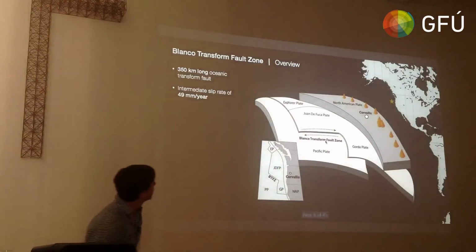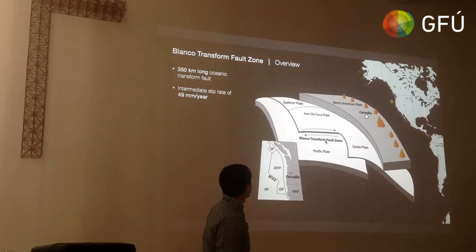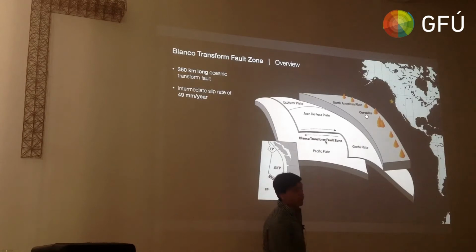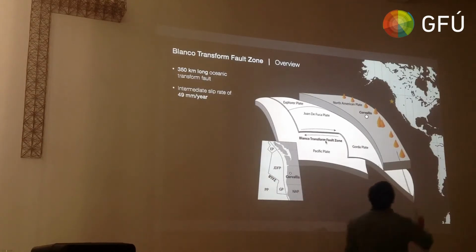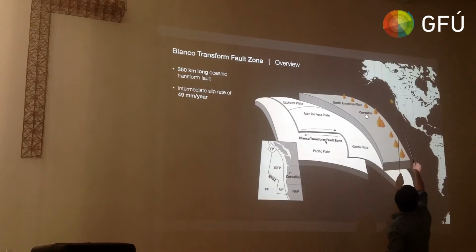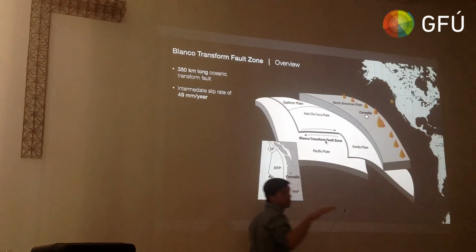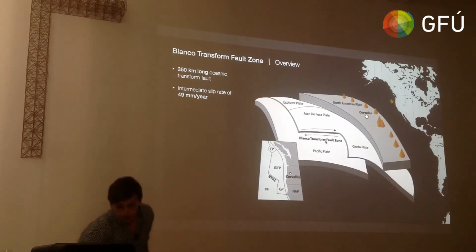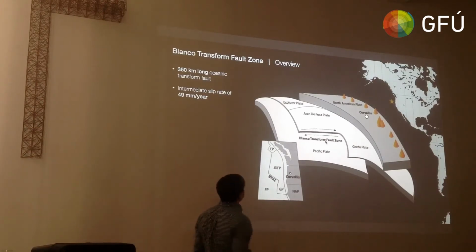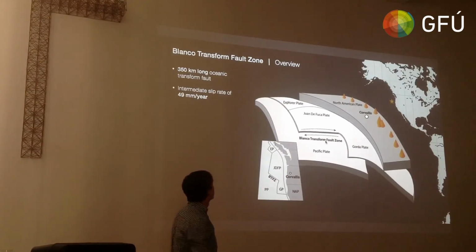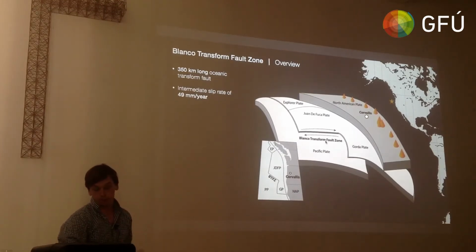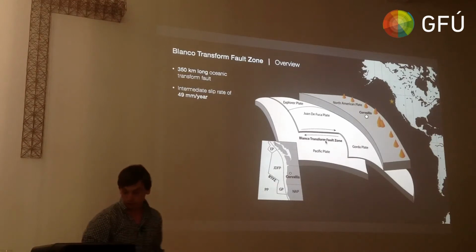Those are questions that I would like to address today, and that are the primary questions of the research that I'm doing. The area that we are studying is the Blanco Transform Fault zone, which is situated in the Northeast Pacific. This is where we have the United States here. We have Washington, Oregon, and California. And the Juan de Fuca plate is subducting underneath the North American plate. The Blanco Transform Fault zone is 350 kilometers long, and it has an intermediate slip rate. It's slipping at about 5 centimeters per year.